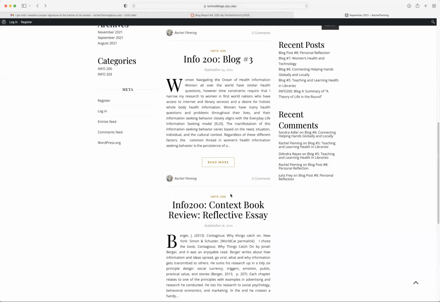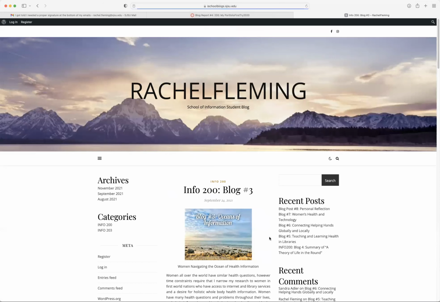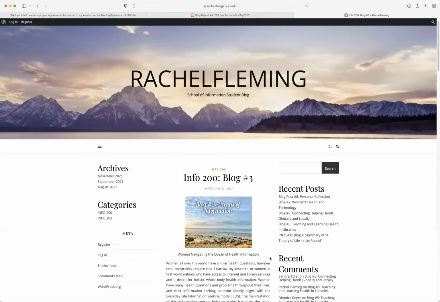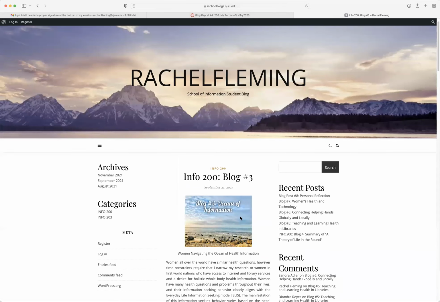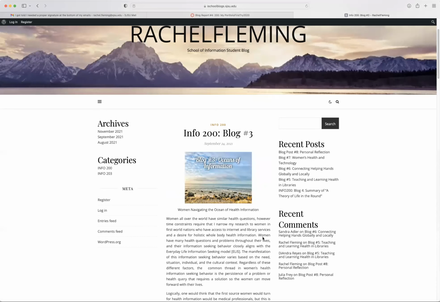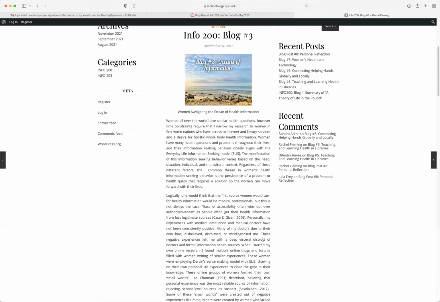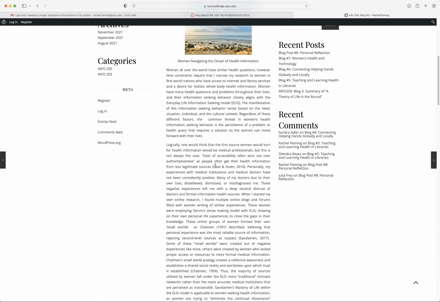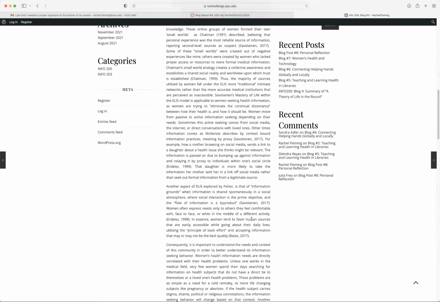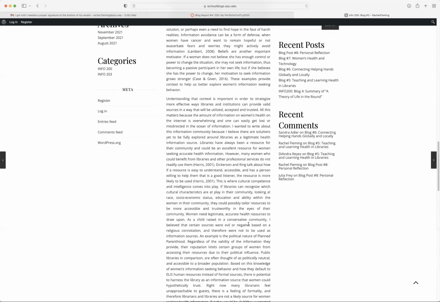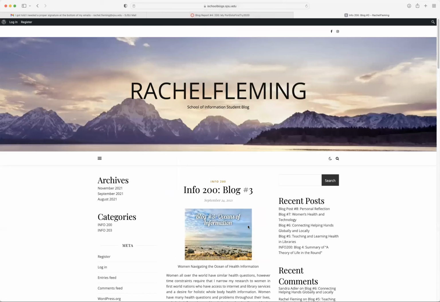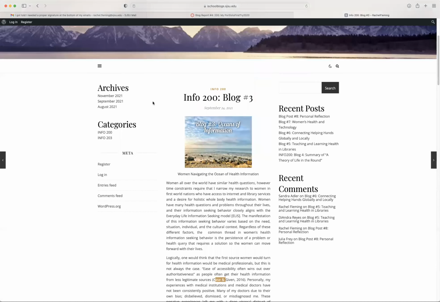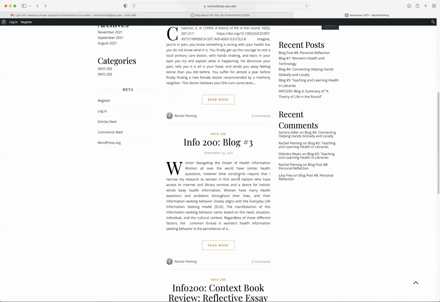And then we have blog three, which I called Women Navigating the Ocean of Health Information. And I used an image that I took of Northern California as my image. And I think that having a theme or a metaphor as well as an image with your blog post is really helpful. And this one, I also wrote more like an essay with the in-text citations. This one was just about how big the sea of information is that women have to navigate. And it can be very, very overwhelming.